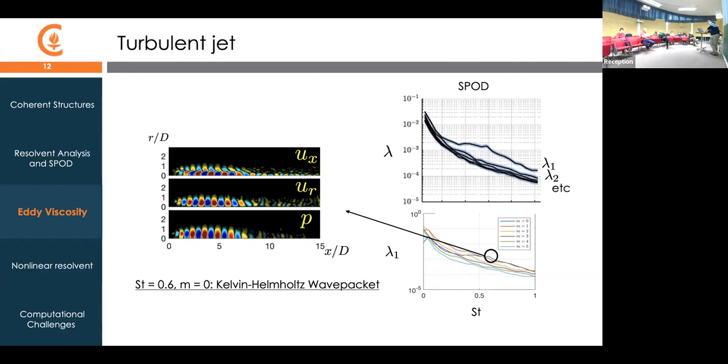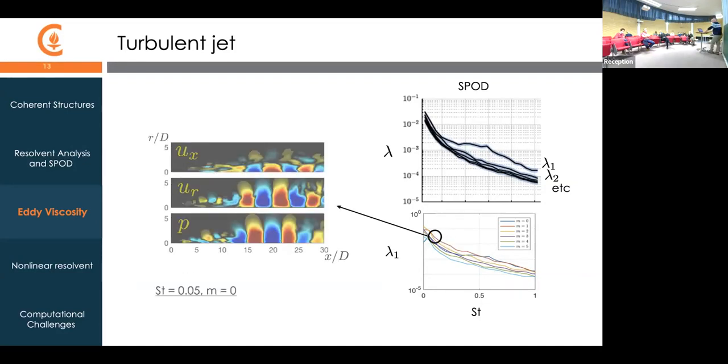This is known to be Kelvin-Helmholtz, not just because of the pattern that we see here, but because previous attempts to model this using linear stability theory and parabolized stability equations were quite successful at predicting it. So we know exactly what the physics of this motion is.